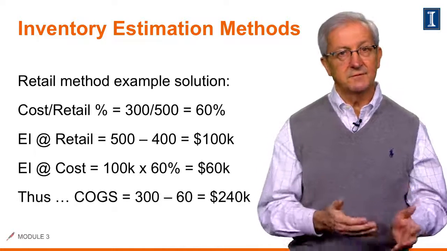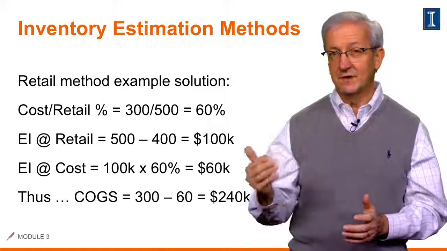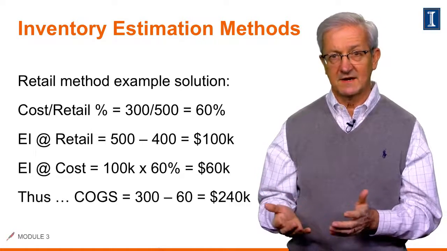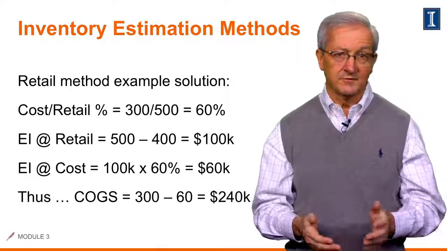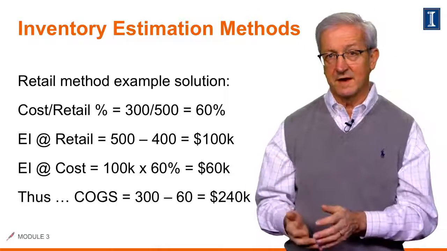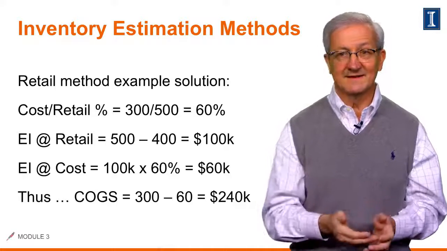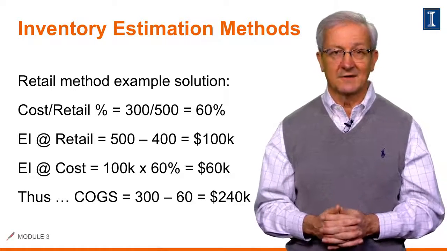Okay, let's review this retail method solution a little bit further. We do the math on the cost to retail percentage, the $300,000 divided by the $500,000, which gets us to a percentage of 60%. Our ending inventory at retail is $500,000 minus the $400,000, or $100,000 left. If we then multiply that times the 60% relationship, we get our ending inventory at cost of $60,000.